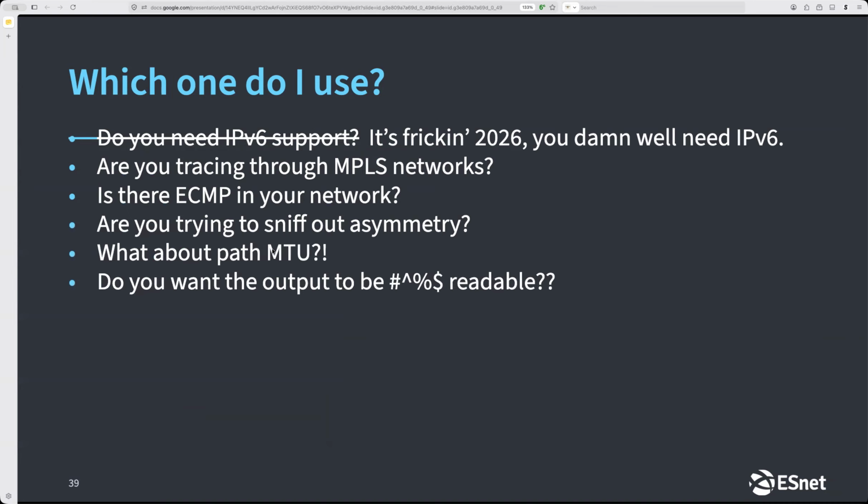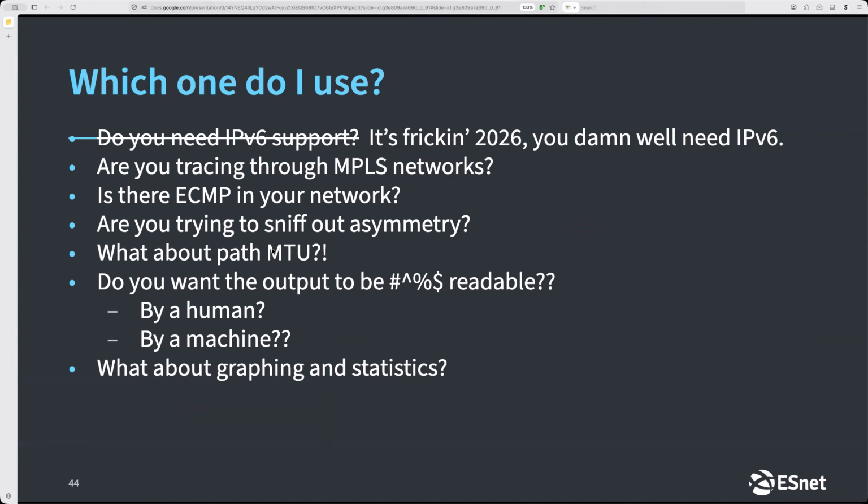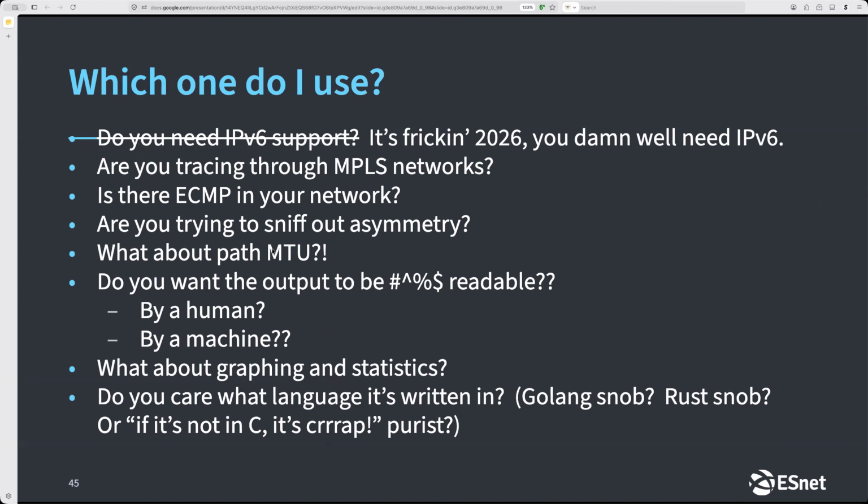Are you trying to see if there's asymmetry? Do you want to know path MTU? Do you want the output to actually be readable or really messy? Do you want it to be readable by a human or by a machine? A lot of these tools now provide JSON output. Do you want it to be readable by a scientist? Okay, I'm just kidding about that. And do you care what language it's written in? That actually does make a difference.